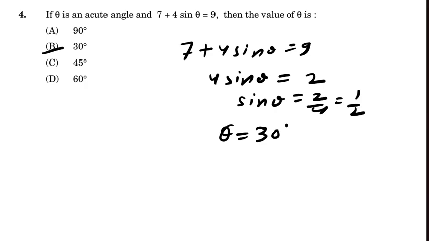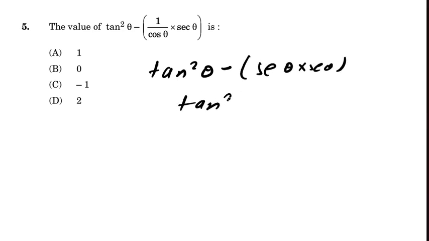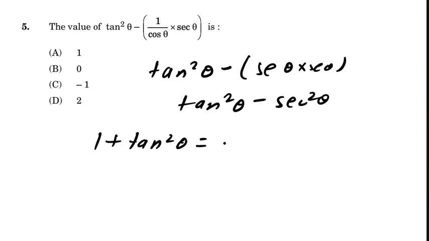Now moving to today's last question. The value of tan square theta minus 1 by cos theta into sec theta. So let's solve this. Tan square theta minus 1 by cos theta is equal to sec theta into sec theta, which is equal to tan square theta minus sec square theta. Now from this you can see a formula that you have learned: 1 plus tan square theta is equal to sec square theta.